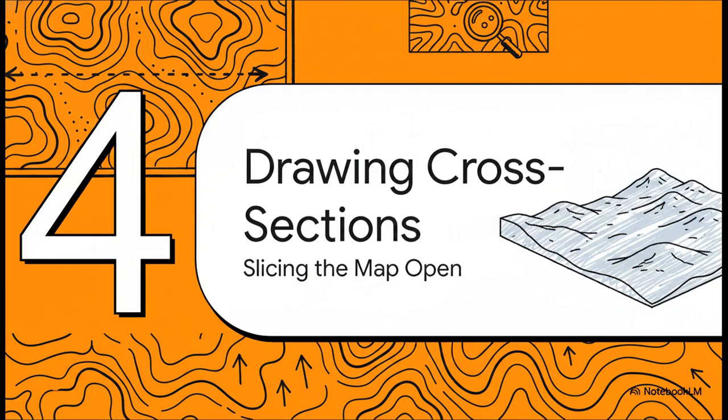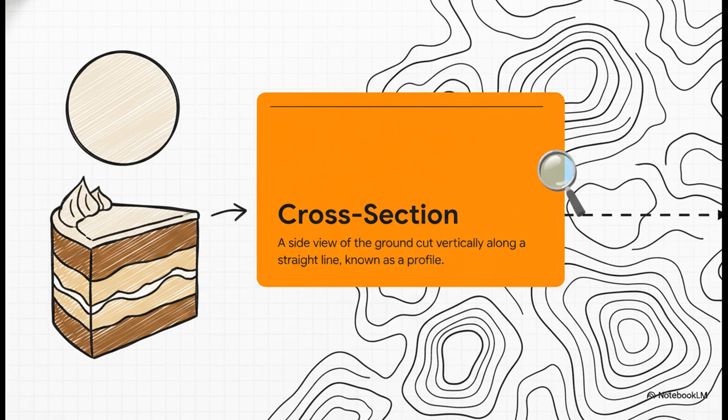All right, Section 4, Drawing Map Cross-Sections. We've got the theoretical language down, so let's apply it. We're going to take a 2D map and slice it open to see the 3D profile. Think of a cross-section exactly like cutting a layer cake.